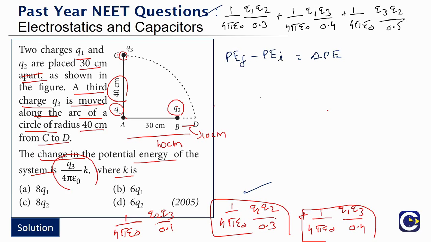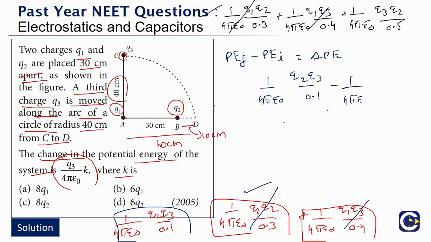This is the final. We have to subtract the initial one. So this will be cancelled. The same is coming, this also will be cancelled. So this will remain in the final: 1 by 4 pi epsilon naught Q2 Q3 by 0.1 minus 1 by 4 pi epsilon naught Q2 Q3 by 0.5.